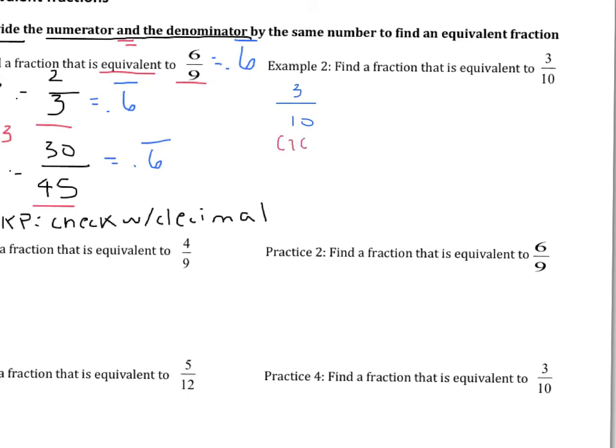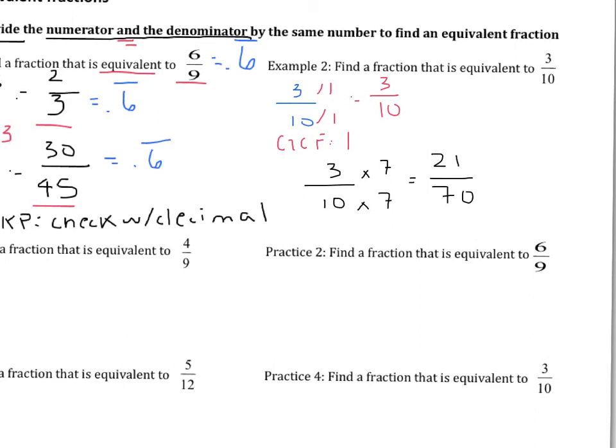We should have seen that the GCF of 3 and 10 is 1. That doesn't really help us at all, because if we do 3 divided by 1 and 10 divided by 1, we're going to get 3/10, which is the same fraction. So in order to find an equivalent fraction, the only thing we can do is make this fraction bigger. If I have 3/10, I'm just going to multiply it by any number I want. I'm going to do 3 times 7. I'm multiplying the numerator and the denominator by the same number. So 3 times 7 is 21, and 10 times 7 is 70.